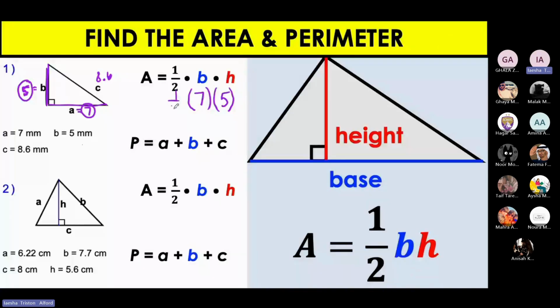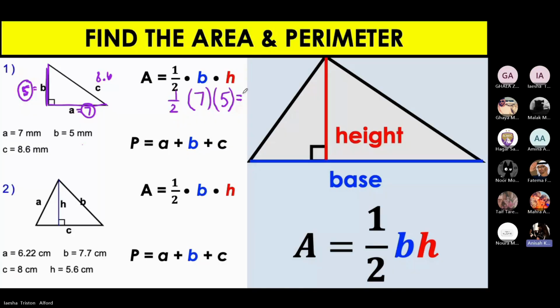So we have to do 1/2 times 7 times 5. So we do 7 times 5, times 1/2, equals 17.5. 17.5 millimeters squared. Anytime we do area, we put square in the unit.